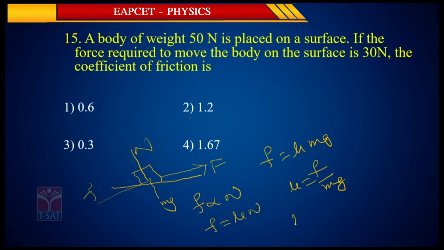Here you know that mu is equal to F by mg. Force, how much here? 30 Newton. Okay, 30 by weight. Weight, how much? 50. Okay children, here the zeros get cancelled. That is 3 by 5. What is 3 by 5? That is 0.6. 0.6 is the answer. Here, the option is there, that is the first option, 0.6.